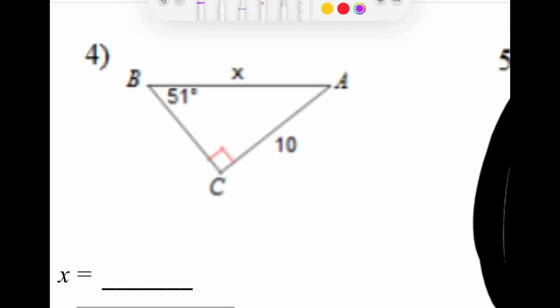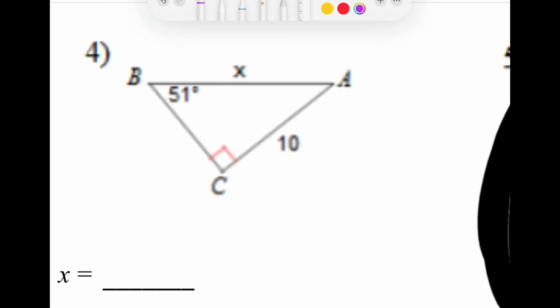Now let's look at number 4. Number 4, you see that we are given the angle measurement, but we're not given one of our sides. So let's see how that changes things. So we can identify our sides first. The side across from the 90-degree angle is always our hypotenuse.